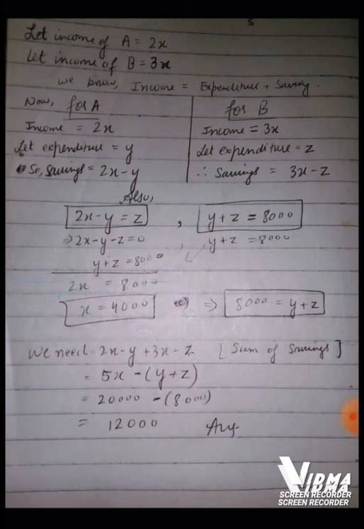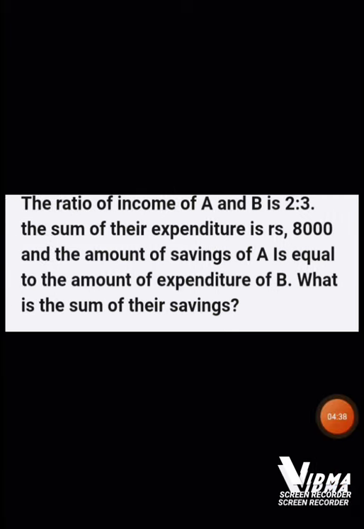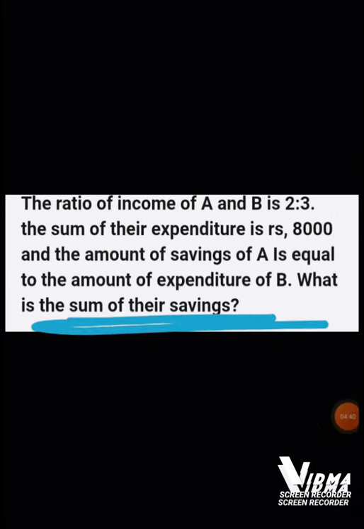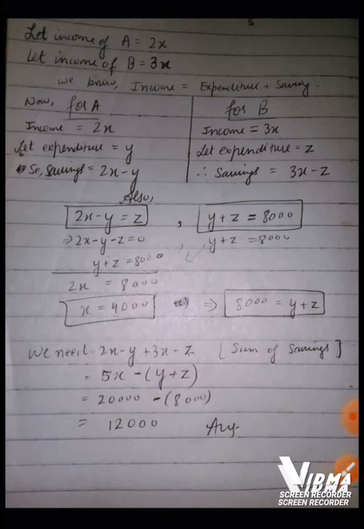Now don't focus on obtaining y and z individually. Why? Because we need this thing. What do we need? Okay, let us see the question first again. What we require is the sum of the savings, right? We don't require any value of x, y, and z individually. So the sum of the savings is this. So we require this, which means we require this thing, right?